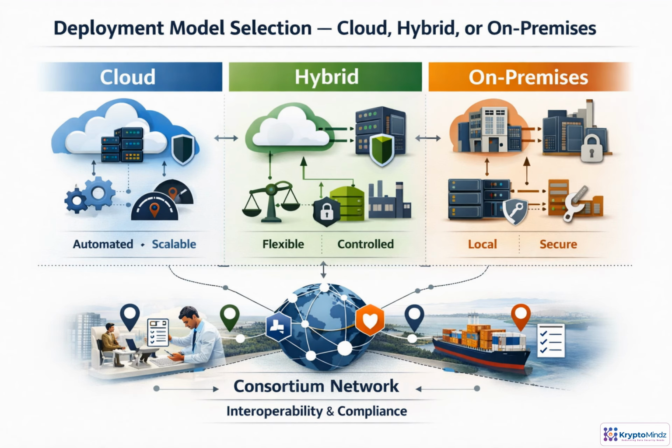Deployment model selection is about fit, not finding one universally best environment. Cloud offers speed, automation, and elastic capacity, but it requires strong governance and validated data residency. On-premises deployment provides maximum control and locality, but adds operational burden and can slow scaling. Hybrid models often suit consortium networks because members can keep regulated systems local while using standardized Fabric interfaces for interoperability, compliance, latency management, and disaster recovery.